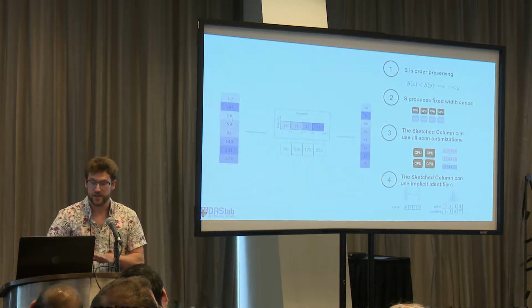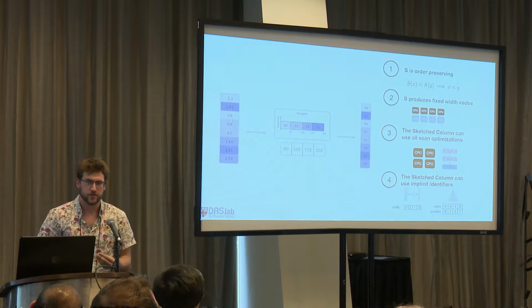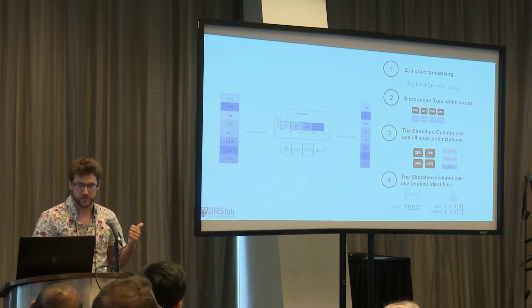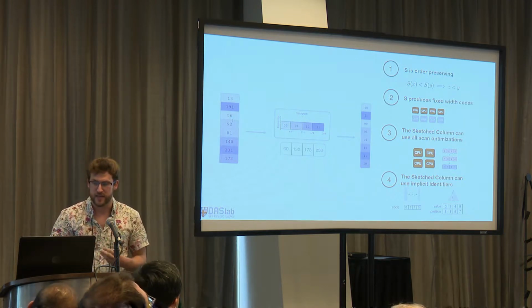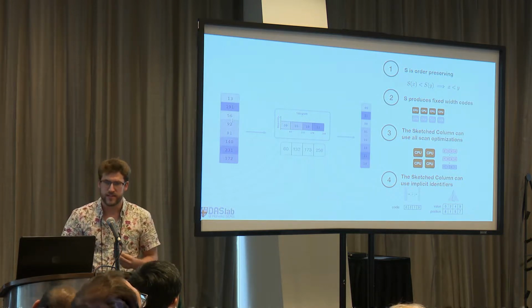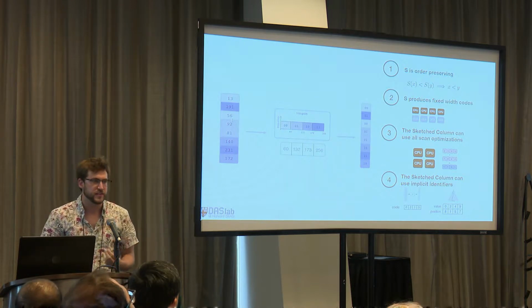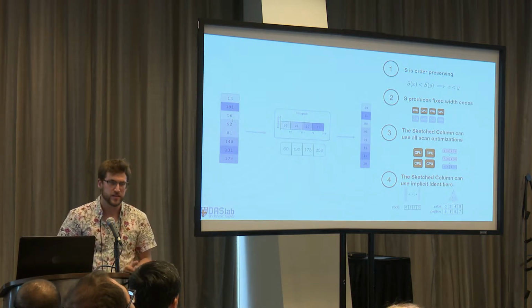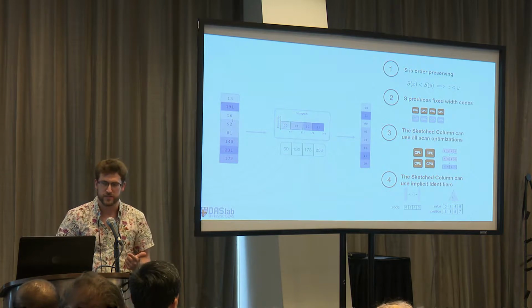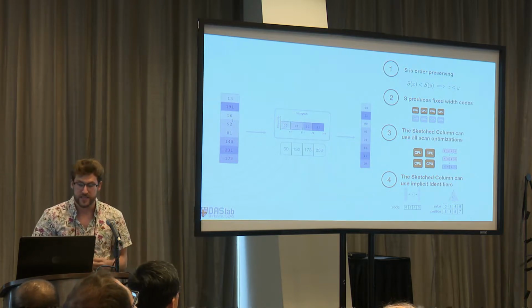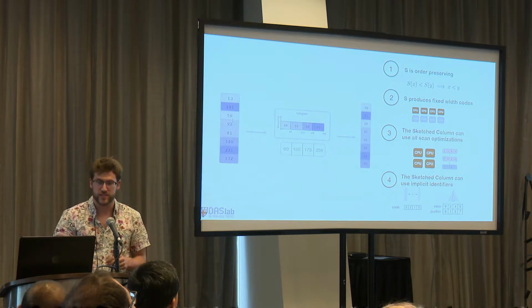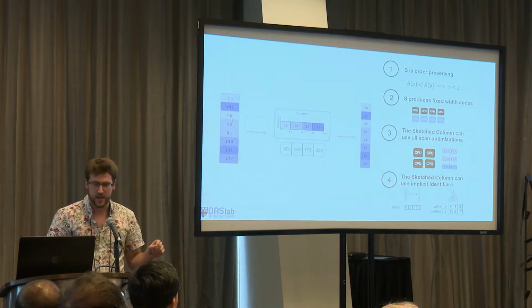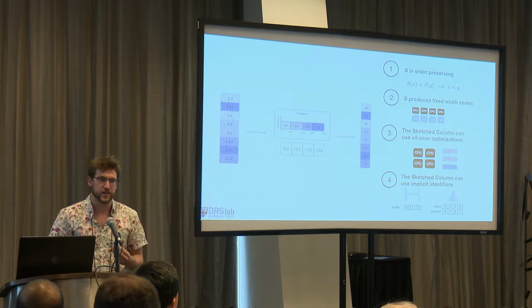A couple things about this function S. The first, the function is order preserving. So S of x less than S of y implies the values in the base data have the same order. The second thing is that the function produces fixed width codes, and this is what allows data parallelism and task parallelism. And then the final thing is that the sketch column uses implicit identifiers. So the sketch column is positionally aligned with the base data, and so we don't need to store secondary identifiers.